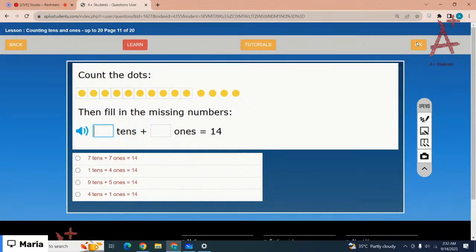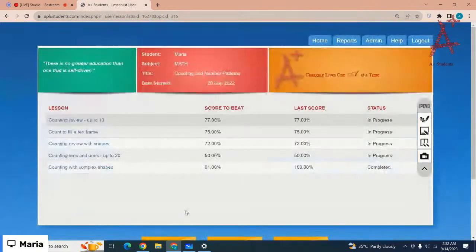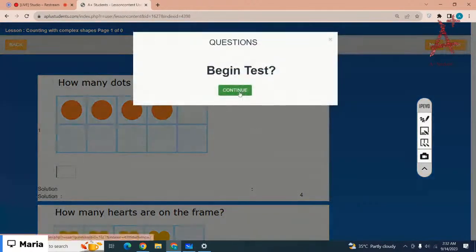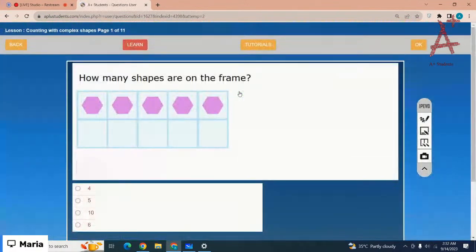Okay, you can complete the lesson by yourself later today. Let's just start with the next lesson, and the next lesson is counting with complex shapes, right? Okay, let's just see which complex shapes we have. Okay, let's just start with the test questions. You just have to count the things, right?